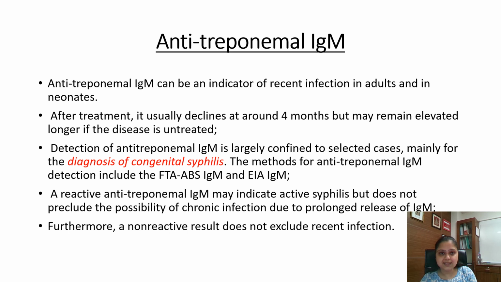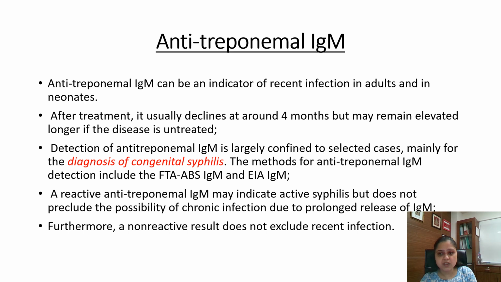Coming to another test, that is anti-treponemal IgM. This can serve as an indicator of recent infection, especially in adults and in neonates. After the treatment, IgM usually declines by around 4 months, but it can remain elevated longer if the disease remains untreated. So the importance is, detecting the anti-treponemal IgM is largely confined to selected cases specific to the diagnosis of congenital syphilis.